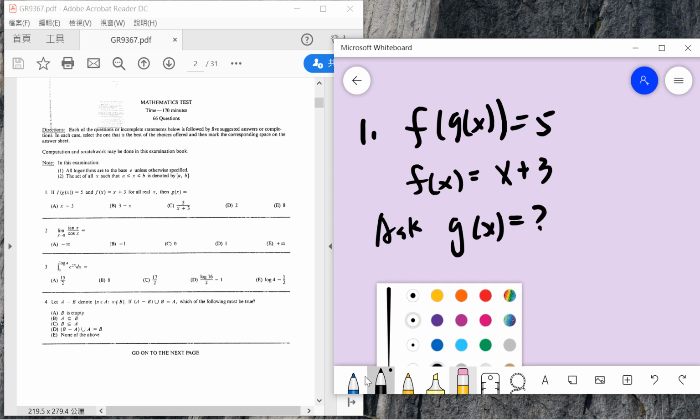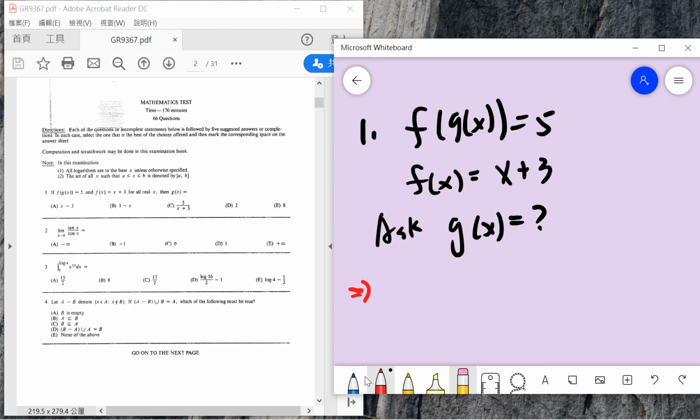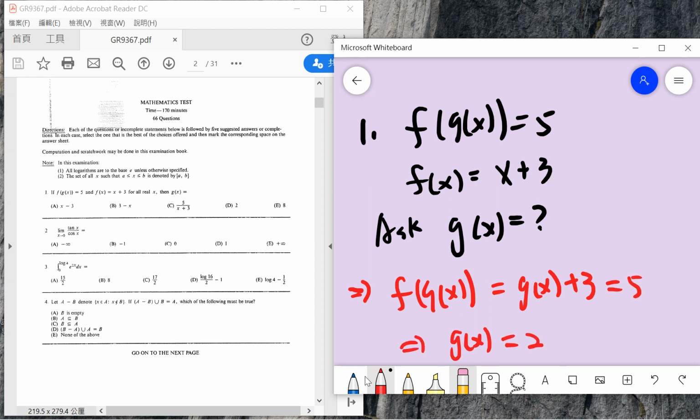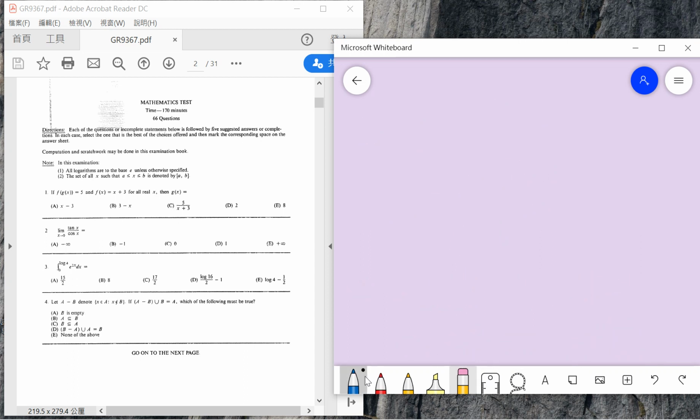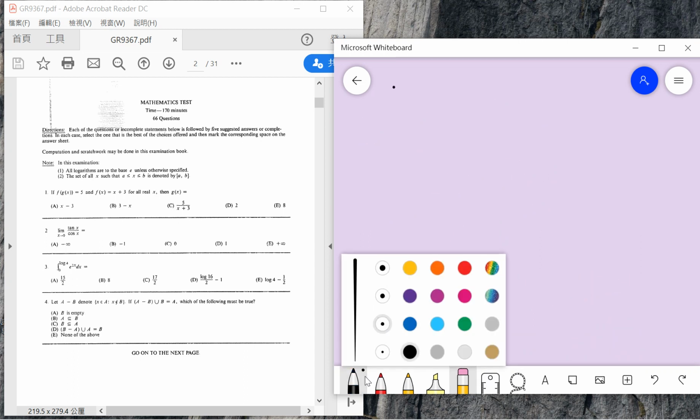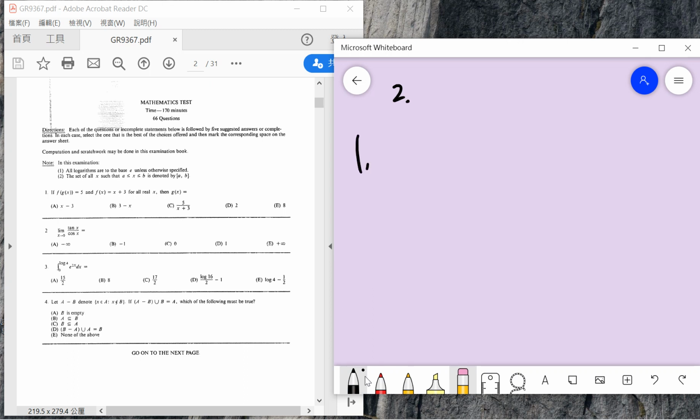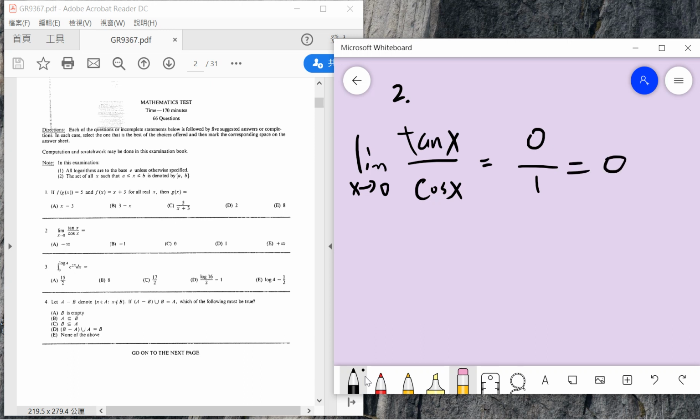Okay, so simple. This is just f(g(x)), just g(x) plus 3 equal to 5. So g(x) is 2. So the answer is D. Okay, second, limit as x goes to 0 of cosine x, tangent x. So cosine 0 is 1, tangent 0 is 0. So the answer is 0. So we choose C.